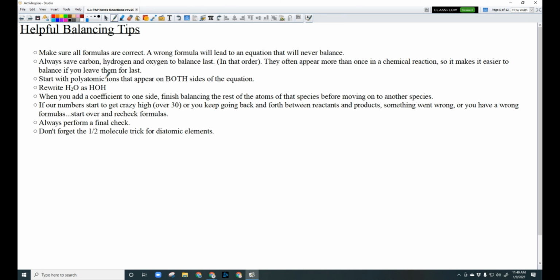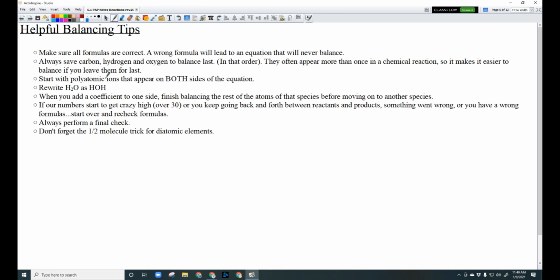Okay, always perform a final check. I think I mentioned that already. Once you think you have an equation balanced, go back and recheck it before you move on. And we're going to see, I haven't showed you this yet, but we're going to see a half a molecule trick for diatomic elements that's really helpful in balancing. And this happens most often in what's called a combustion reaction.